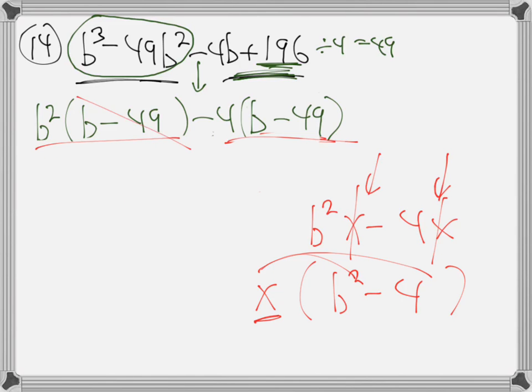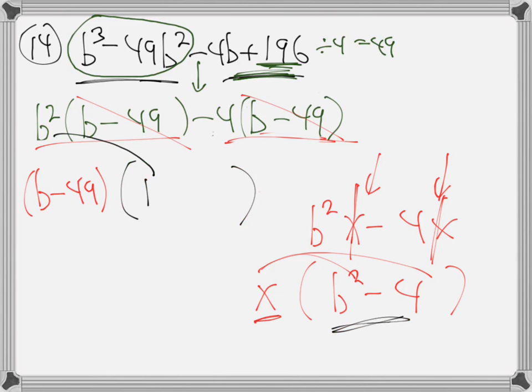We remove it, like I remove the x, put it in the front, right? And then I did what? Start a new set of parentheses and bring down the leftovers. B squared minus 4. See how that's the same thing as we did with a simple x? It's just a big parenthesis b minus 49. They had in common. They both had one. Remove it, put it in the front, and then bring down the leftovers in a new set of parentheses.